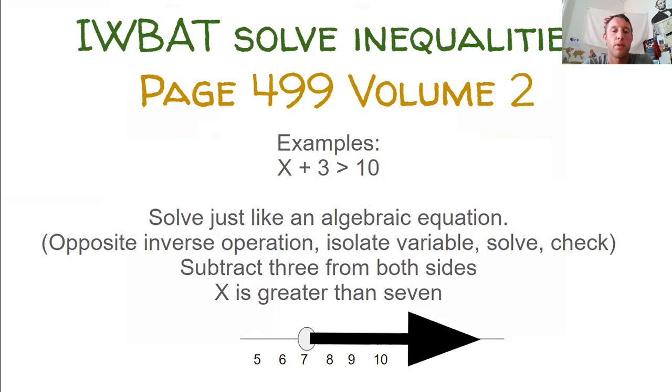So here's the example that I'm going to show in class. X plus 3 is greater than 10. So what I do is solve just like an algebraic equation, opposite inverse operation, isolate the variable, solve and check. Subtract 3 from both sides, so I get x plus 3 minus 3, which is going to be x, and then I do 10 minus 3, so x is greater than 7. If I were to graph it, I draw an open circle around 7 and a line to the right indicating that all those numbers that are greater than 7 are solving this inequality, and that's our objective.